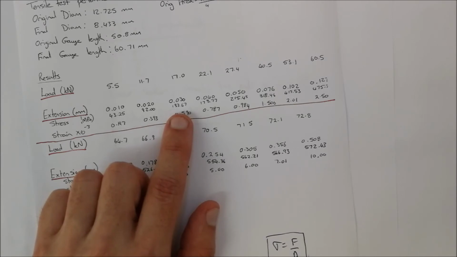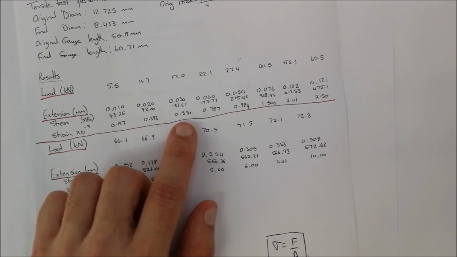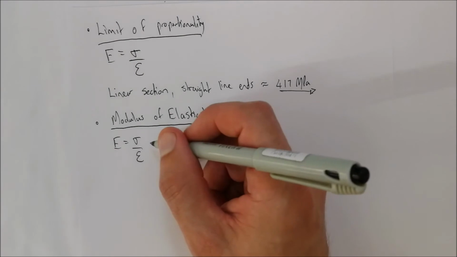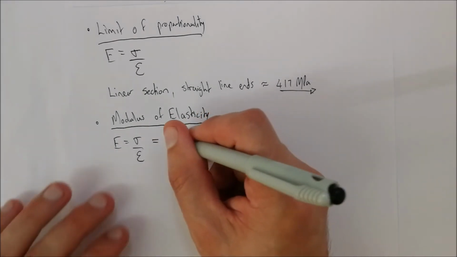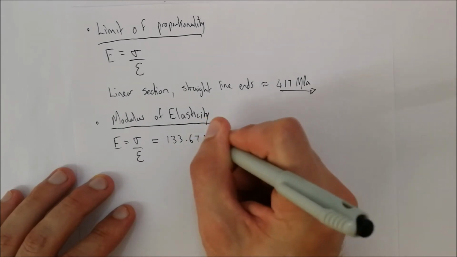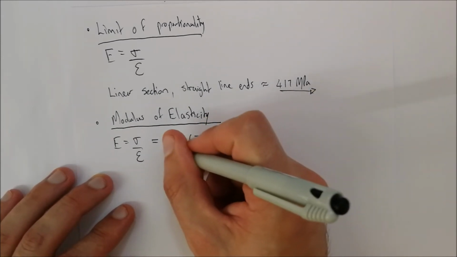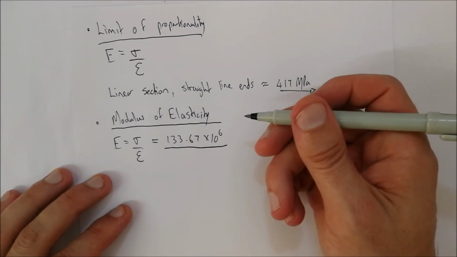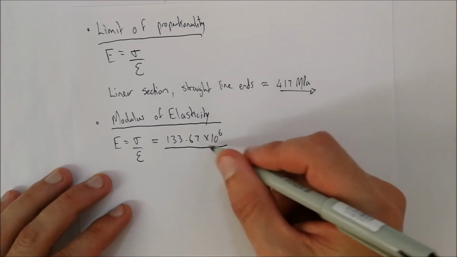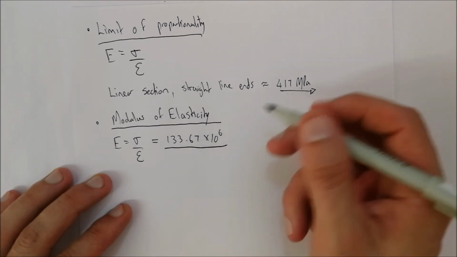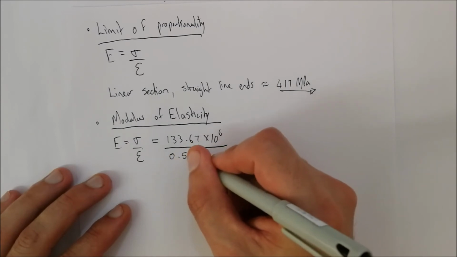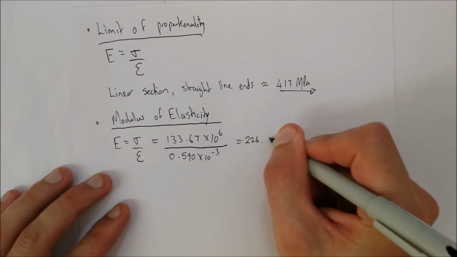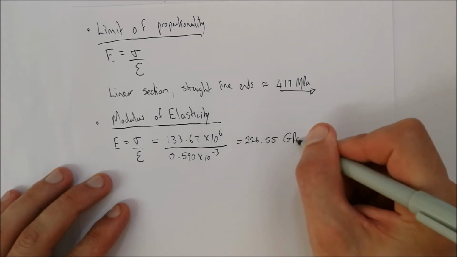133.67 megapascal, and the strain correlating to that is 0.59. Okay, so we're going to use those two specific values. So that is equal to 133.67 times 10 to the 6, because it's megapascal. Keep in mind you always have your units that you need to have over there and have the correct exponential values for the multiplication of 10, and we divide that by 0.590 times 10 to the minus 3, and that's equal to 226.55 gigapascal.